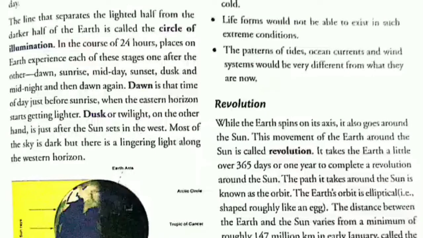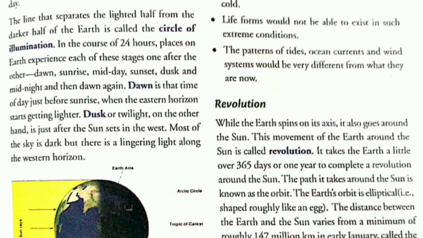Now during the course of 24 hours, or a solar day or an earth day, the places on earth experience 6 stages. These are dawn, sunrise, midday, sunset, dusk and midnight, and then dawn again. So let us start with dawn. Dawn is that time of the day just before sunrise. It is that time when the eastern horizon starts getting lighter. So first of all, during a day it is dawn.